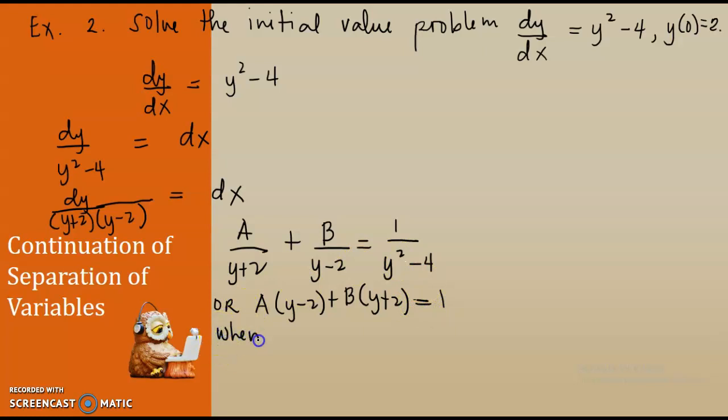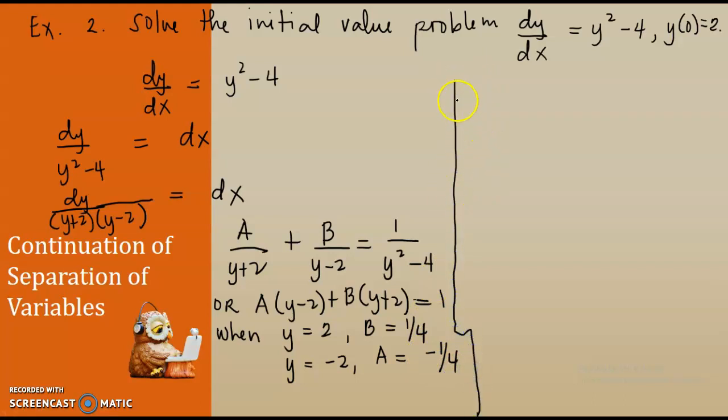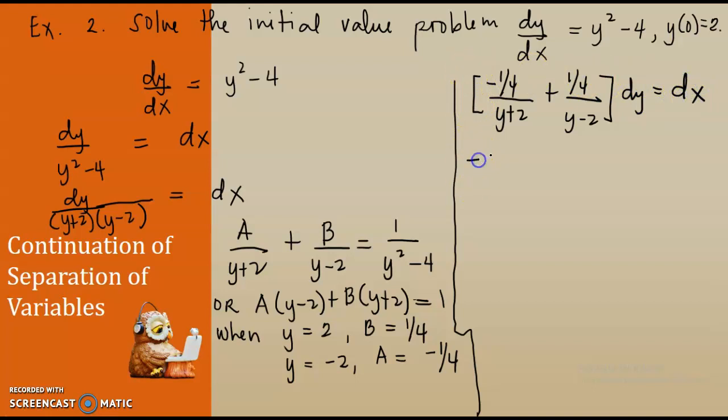When y is equal to 2, we have the value of b, which is equal to 1/4. When y is equal to negative 2, a is equal to negative 1/4. Then substitute natin. We have negative 1/4 over y plus 2 plus 1/4 over y minus 2 dy is equal to dx. Then we integrate. Therefore, that is negative 1/4 integral of dy over y plus 2 plus 1/4 integral of dy over y minus 2 is equal to the integral of dx.